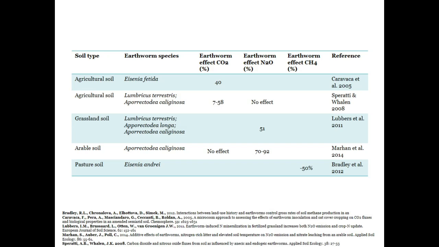However, most of the studies are conducted in European or Western countries, and they work on agricultural ecosystems. Soil greenhouse gas emission is highly dependent on the earthworm species and also soil type. Therefore, there's a huge research gap for the subtropical region.